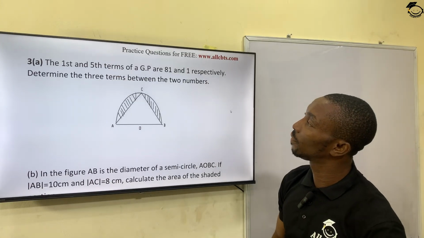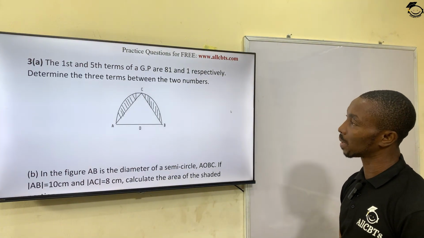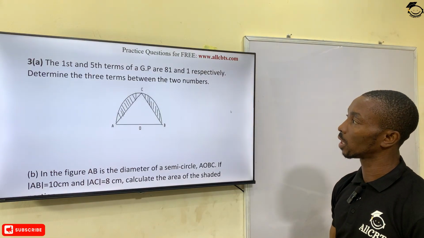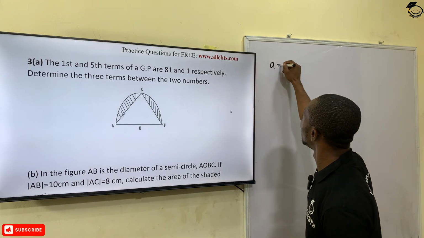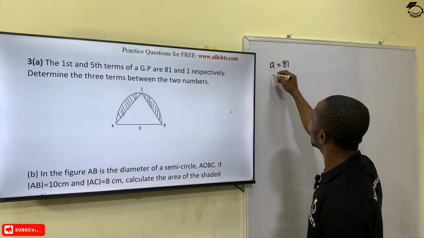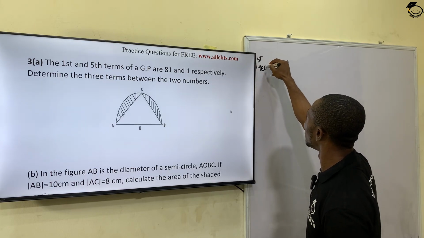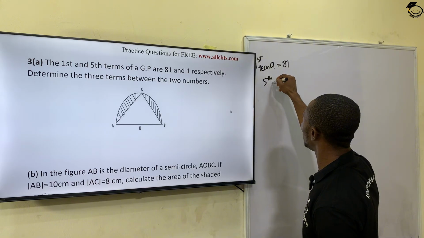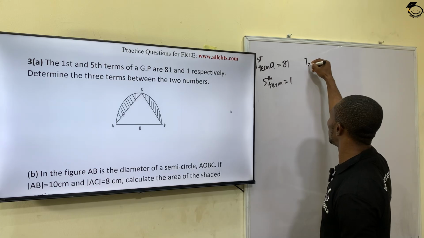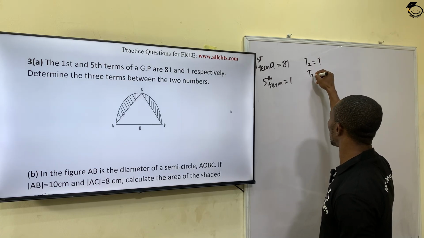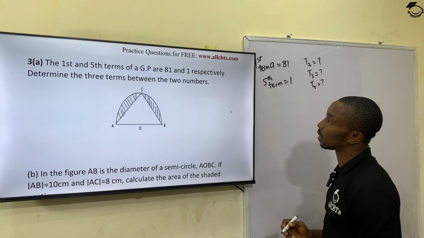The first and fifth term of a GP are 81 and 1 respectively. Determine the 3 terms between the 2 numbers. Now we are told that our first term is 81 and our fifth term is 1. So we need to find T2, T3, and T4.